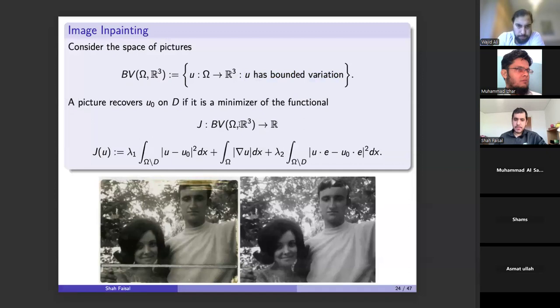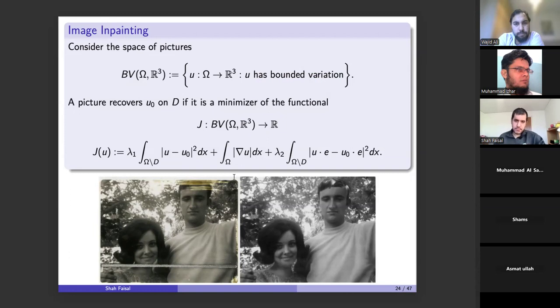And you are looking at the following functional. So take a picture and then take the L2 distance with the original picture on the complement. So you need to minimize the L2 distance on the complement of the damaged area, because you want the picture that recovers the information to be the same on the complement. So you need to minimize the distance in the L2 space.